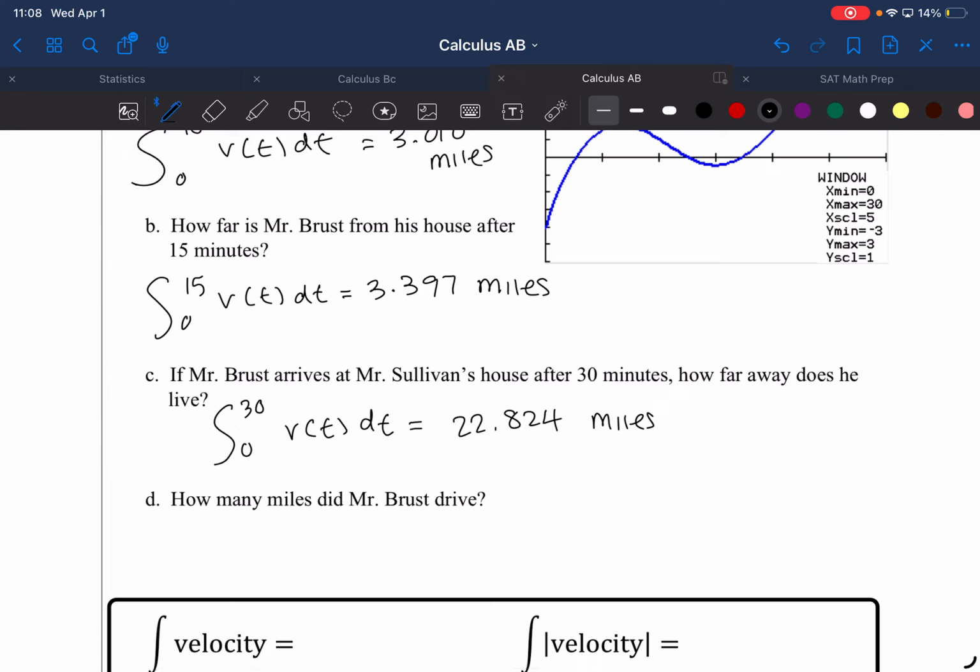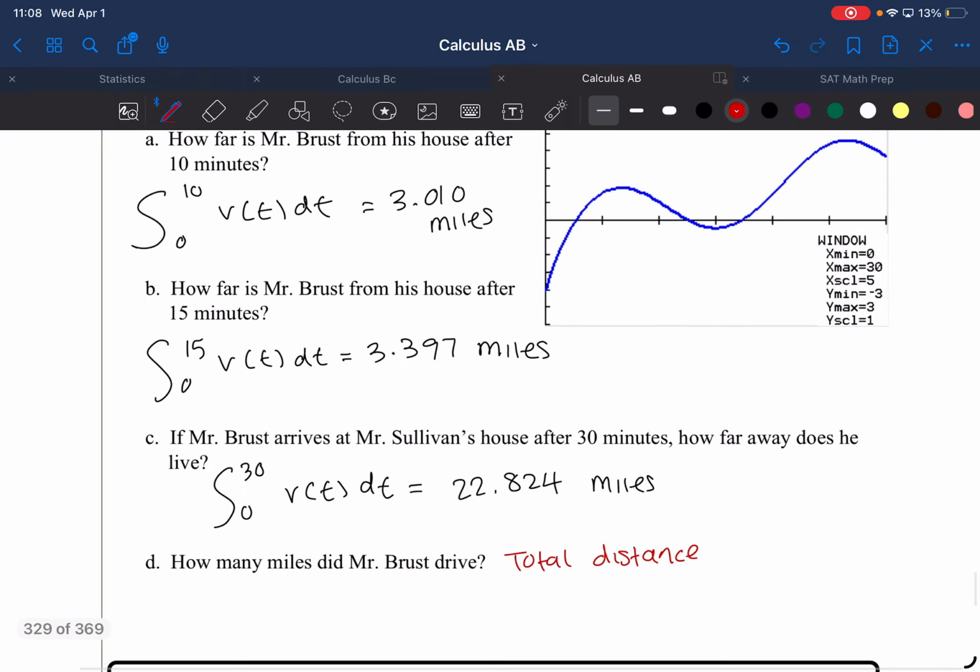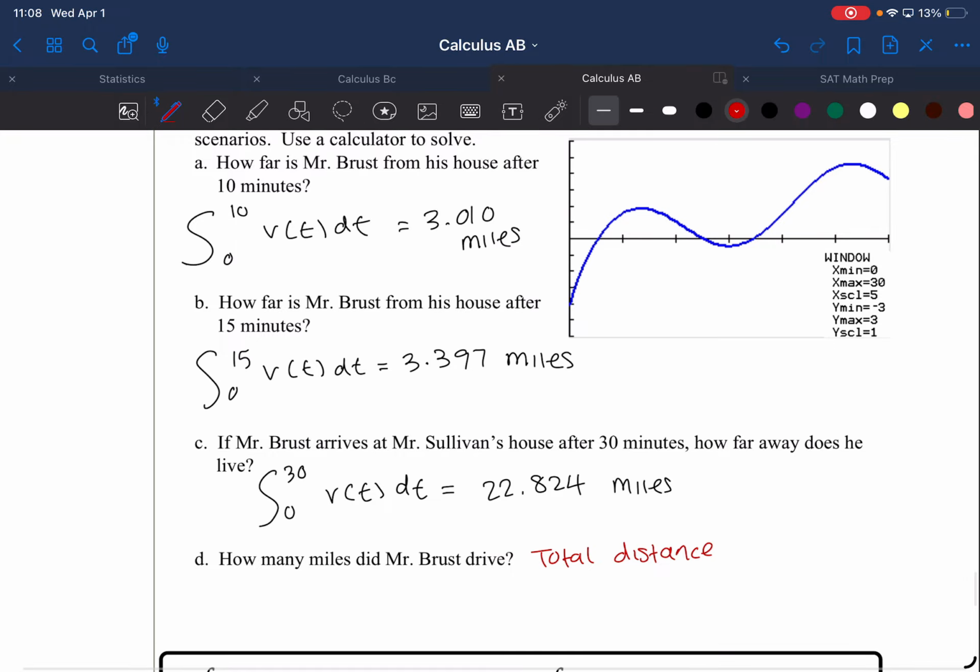Then it says how many miles did Mr. Burst drive? If we're trying to find how many miles, then what we're really trying to find is the total distance. Because looking at the graph here, just because he lives 22 miles away doesn't mean he drove 22 miles. Maybe he got stuck in traffic. That adds miles to your car.